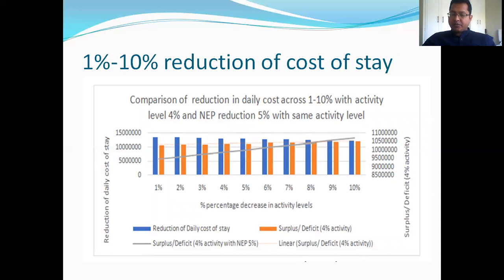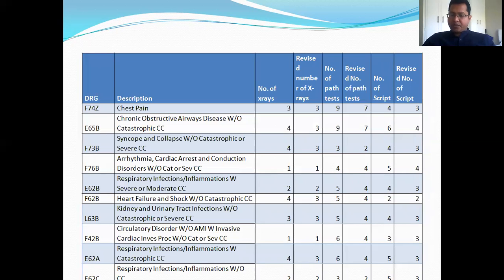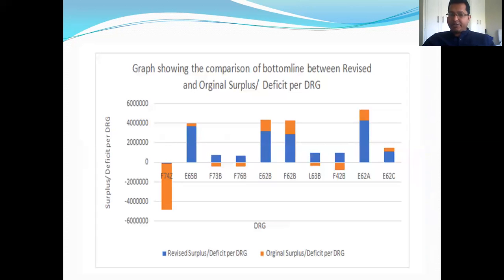The bottom line of the 4% activity level in case of 1% to 7% reduction of cost of stay is higher than that of the 4% activity level as well as the 5% reduction of NEP. Interestingly, the bottom line of the latter condition showed a significant increase over those of the 4% activity level only. The change process that will be led by the director might enable him to engage a reform-oriented staff. To acknowledge this problem, I tried to rationalize the number of different service deliveries and prepared a budget.